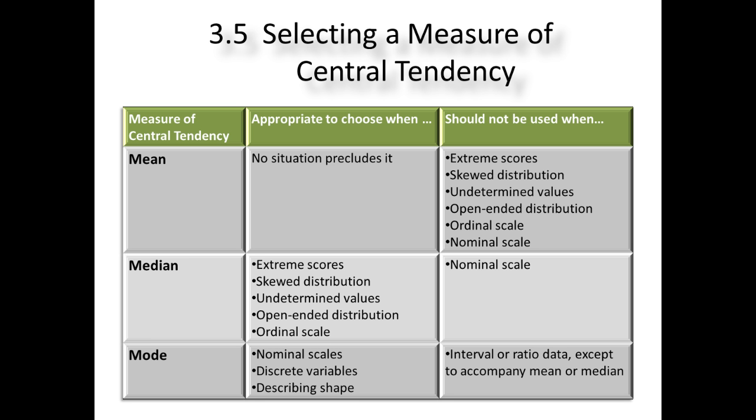We use medians quite a bit when we deal with household data, household income data, and real estate price data. Both those types of variables tend to be highly skewed, and median is often used in preference to mean. Finally, we use the mode when we are dealing with nominal scales or discrete variables.